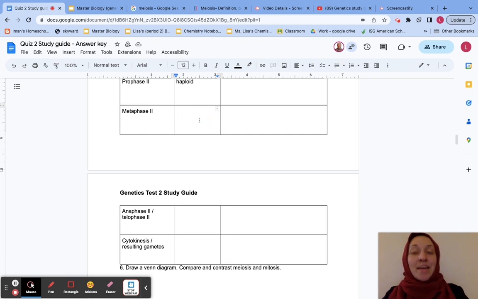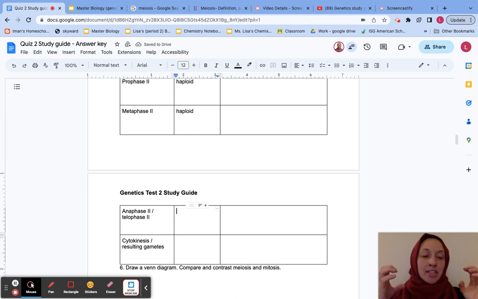Okay, so we said in meiosis, in metaphase 2, my sister chromatids are still connected, so my cell is still haploid. However, once those sister chromatids are splitting in anaphase 2, then we have a diploid cell temporarily in anaphase 2 and telophase 2. But then, once it fully splits in cytokinesis, then we have our haploid gametes, okay?